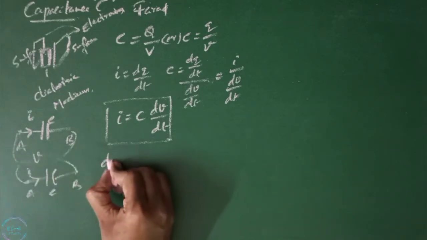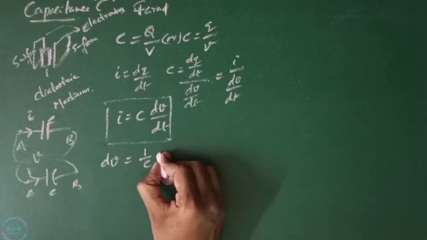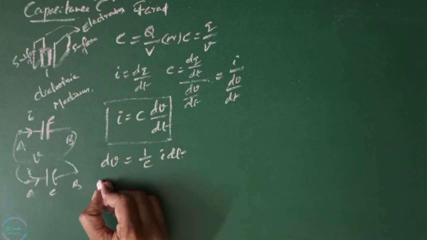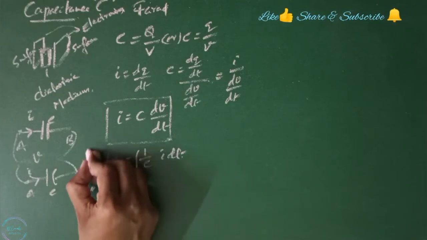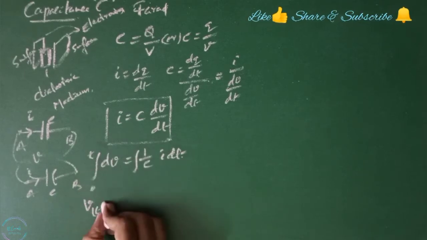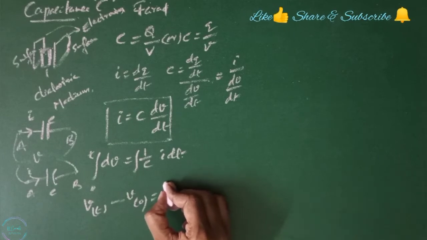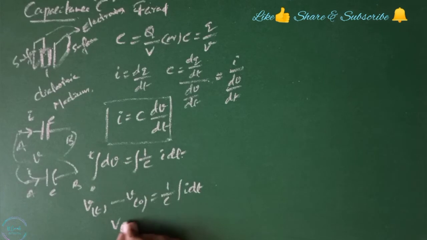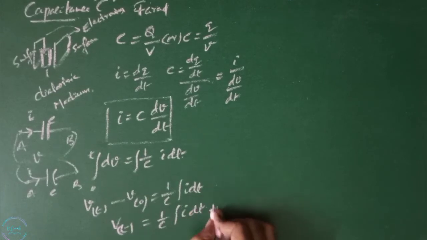The voltage dv is given by 1 by C i dt. Integrating on both sides, we get, integrating from 0 to t, v of t minus v of 0 equals 1 by C integral i dt. Then v of t equals 1 by C integral i dt plus v naught, the initial value.